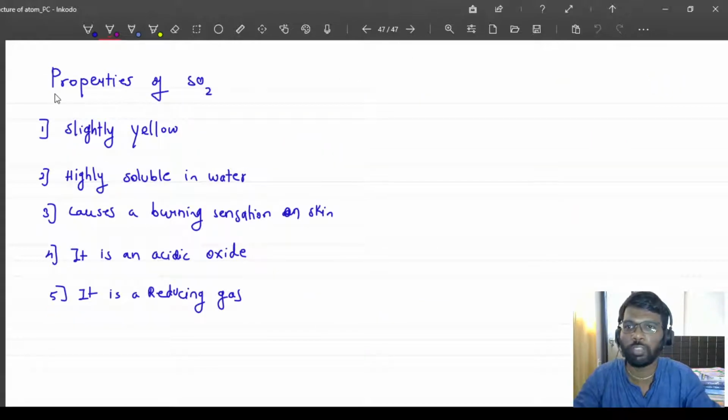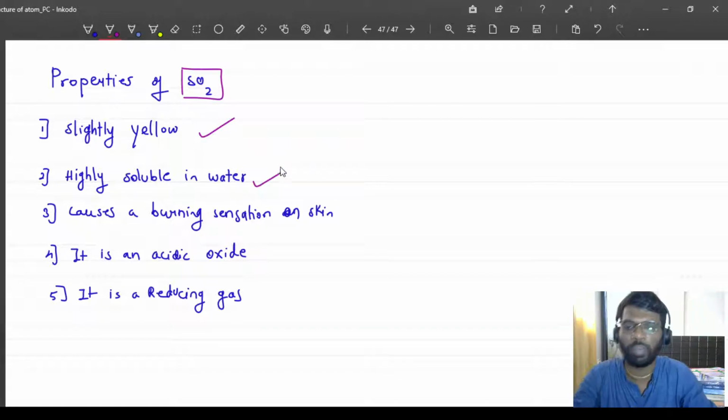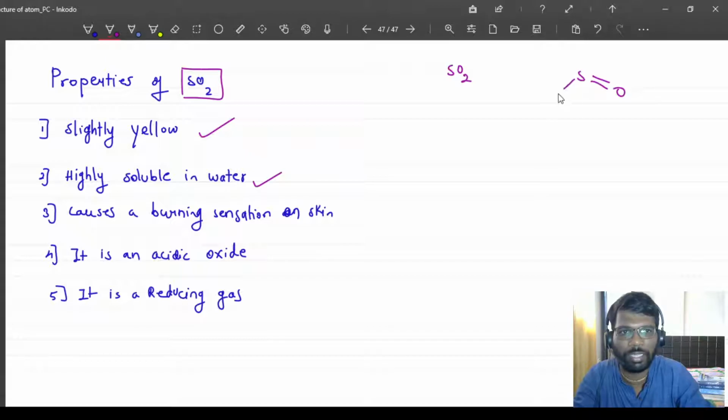Next is properties of sulfur dioxide. The sulfur dioxide gas which is formed is slightly yellow in color and highly soluble in water. Why is it highly soluble in water? Because sulfur dioxide has polarity. The structure will be like this, no? 1, 2, 3, 4, lone electron, right?